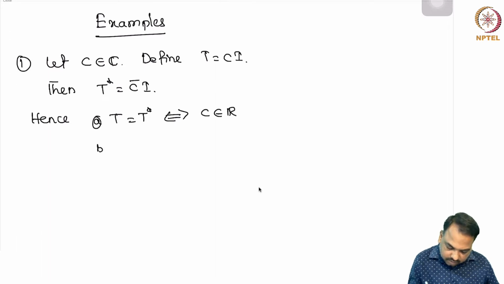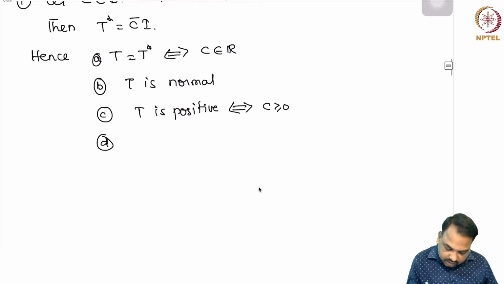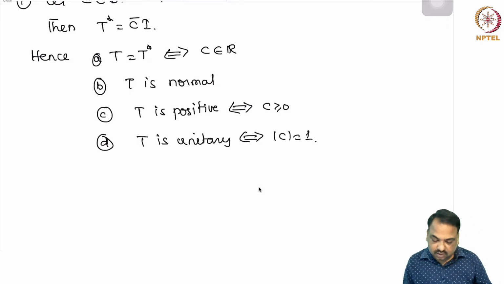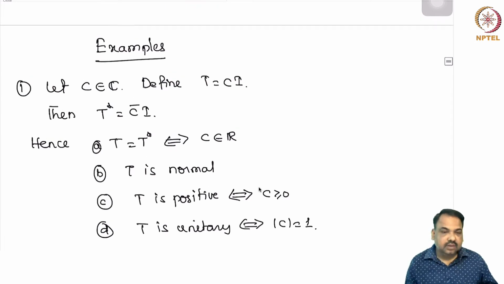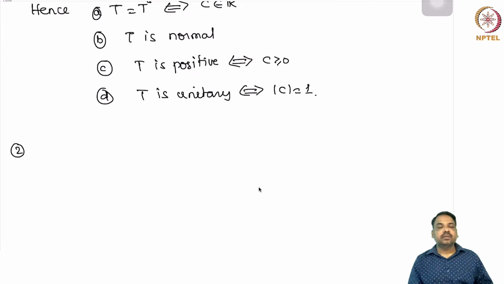T is always normal, T is positive if and only if C is a positive number, and T is unitary if and only if mod C equal to 1. So this can be verified very easily because T star is C bar times identity. Now using the definition we can easily get this. So still we can generalize this example.